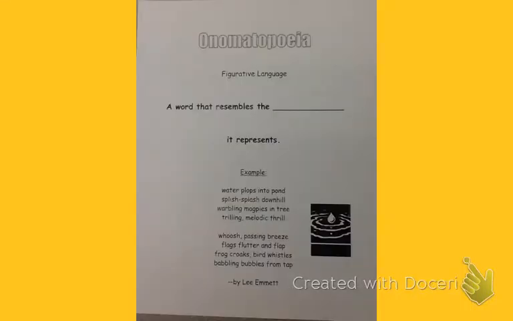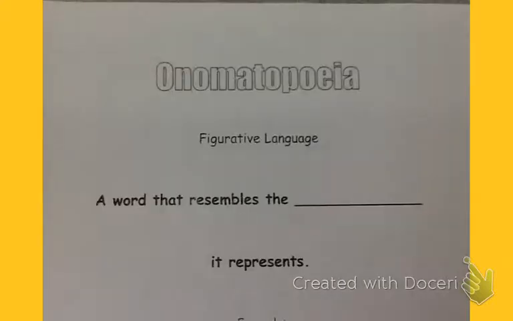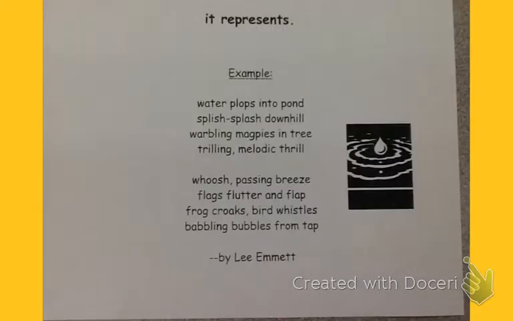Onomatopoeia. This is probably going to be one of your favorites, but it doesn't show up very often in poems. Onomatopoeia is a word that resembles the sound it represents. For example, here's a poem by Lee Emmett. Remember, in poetry, anything goes, so it doesn't have to have capital letters, it doesn't have to have punctuation.